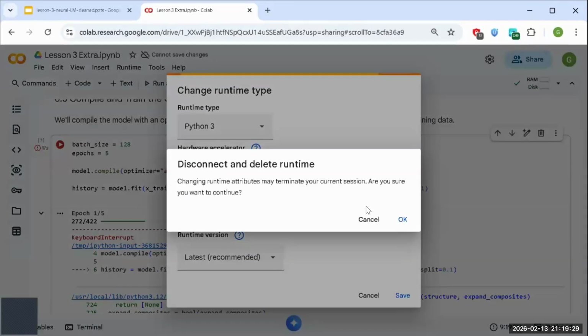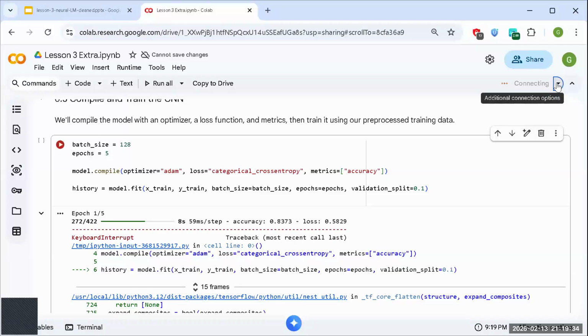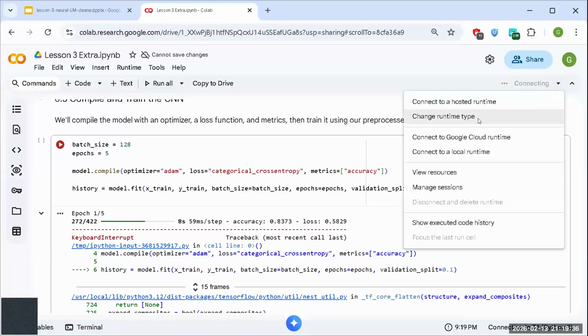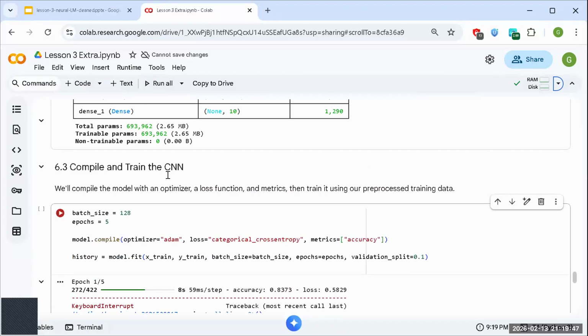So I will try the T4 GPU. I click this and I click save, and then you reconnect. So I repeat one more time. I change runtime. I click T4 GPU, or you can try the TPU. I usually use the GPU because I think last time there weren't so many settings. So I ran it, and now we can see how long it takes.